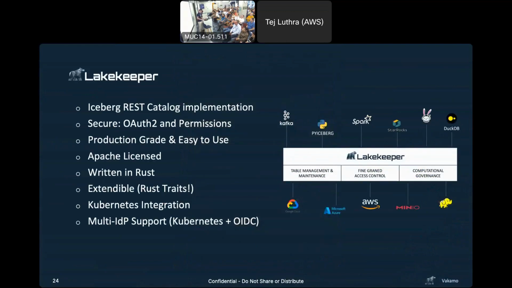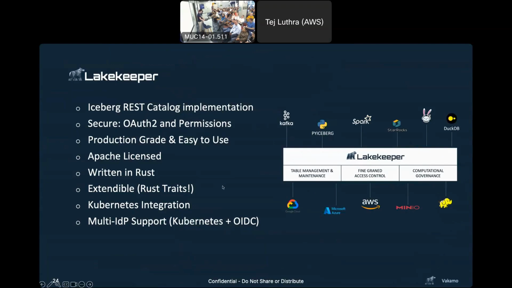So what's Lakekeeper? Just this one slide, and then I'm pretty much done. So Lakekeeper is an Iceberg REST catalog implementation. As you've just seen, it's completely open source. It's Apache licensed, and it's secure out of the box, right? So we come with OAuth, we come with permissions. That's something that not everybody does, especially not in the open source space.